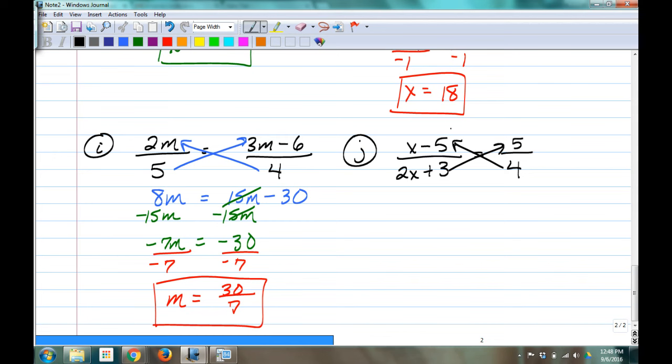So on one side, what are we going to have? 4x minus 20 on one side. What would the other side be then? 10x plus 15. Okay. Doesn't matter which side you put that on. And then what? All right. I like minusing the 4x. That's a good idea. It'd be 6x plus 15.